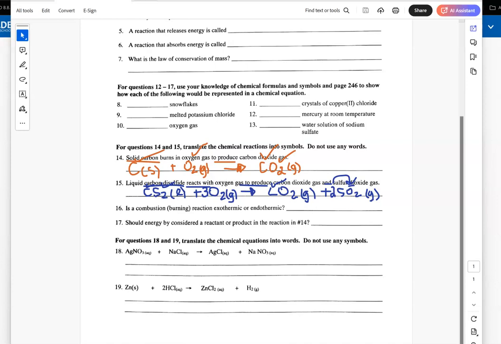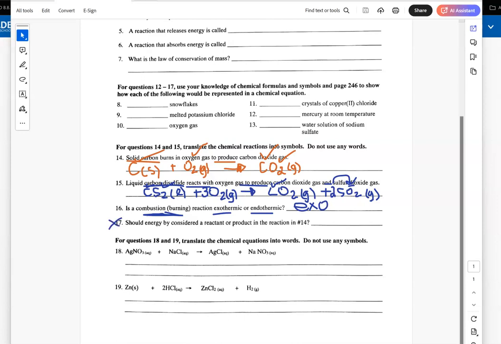Remember, you always want to leave the oxygen for the end. I always leave that towards the end. Is combustion, a burning reaction, exo or endo? Remember, with burning and combustion reactions, it's going to be exo. You're releasing energy. You feel that heat around.